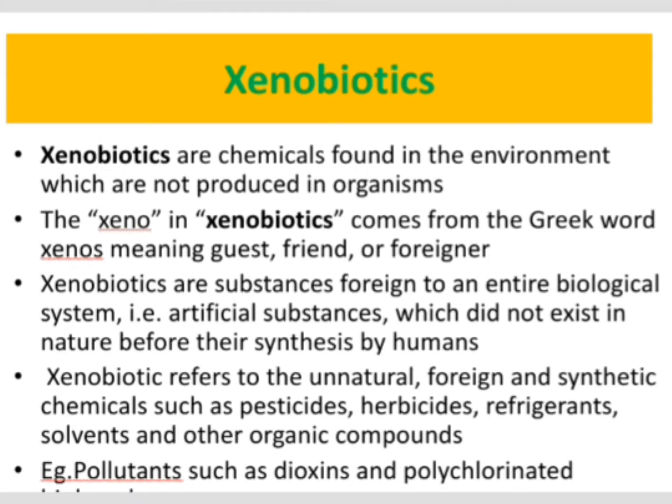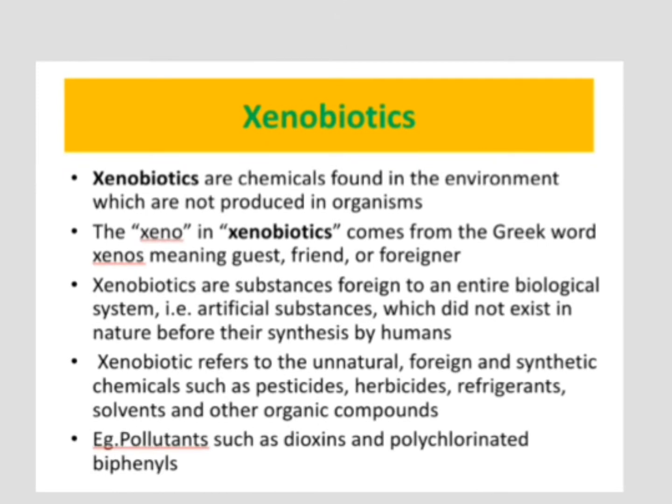Xenobiotics are chemicals found in the environment which are not produced in organisms. The word xenobiotics comes from the Greek word xeno, meaning guest, friend or foreigner. Xenobiotics are substances foreign to an entire biological system, that is, artificial substances which did not exist in nature before their synthesis by humans. Xenobiotics refers to the unnatural, foreign and synthetic chemicals such as pesticides, herbicides, refrigerants, solvents and other organic compounds. Examples of xenobiotics include pollutants such as dioxins and polychlorinated biphenyls.